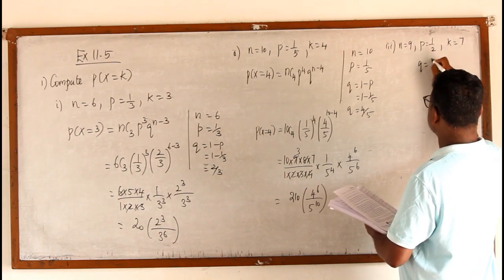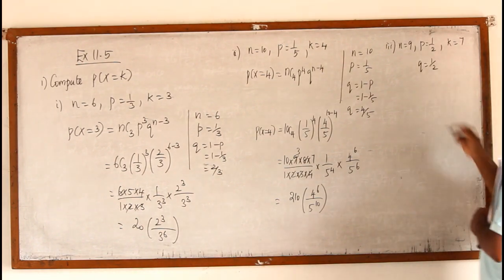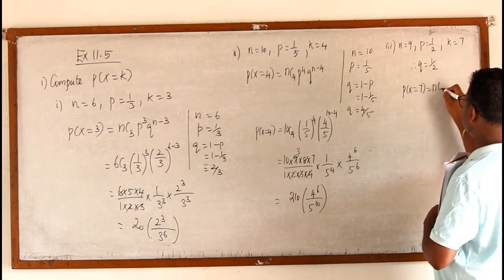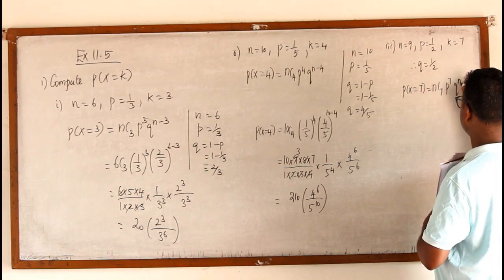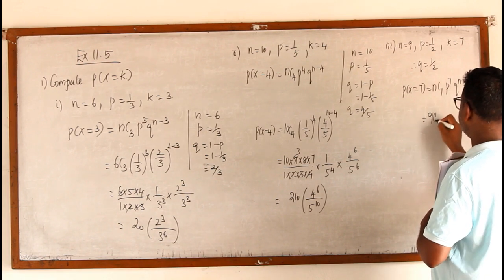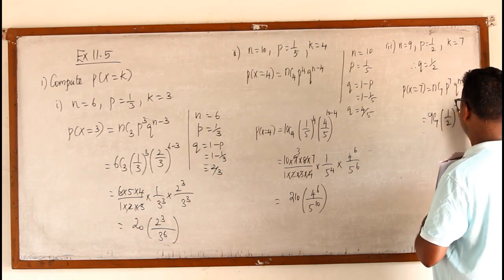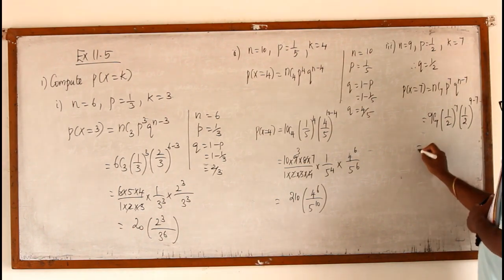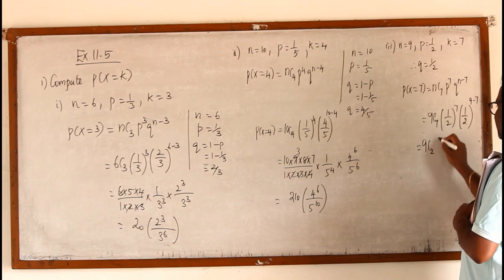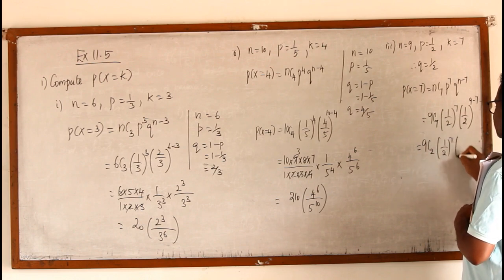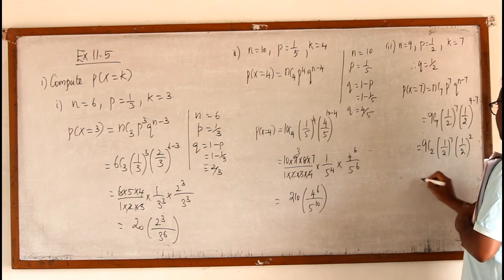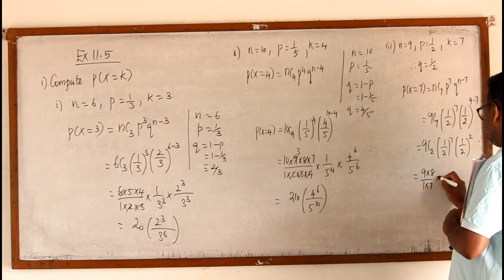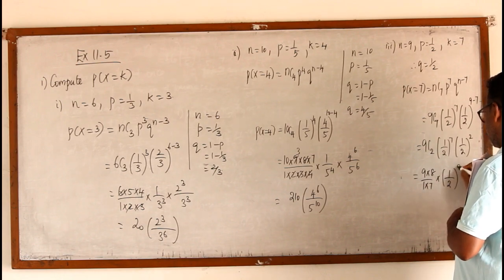P equal to 1 by 2 means q is also 1 by 2. Therefore P of x equal to 7, nC7, p power 7, q power n minus 7. It is 9C7, 1 by 2 whole power 7, 1 by 2 whole power 9 minus 7. 9C7 can be written as 9C2, 1 by 2 whole power 7, 1 by 2 whole square. 9C2 is 9 into 8 by 1 into 2. Is it not 1 by 2 whole power 9?